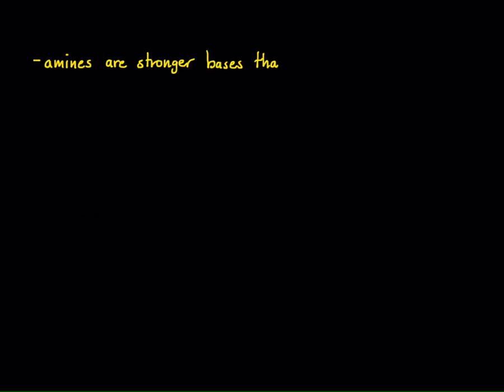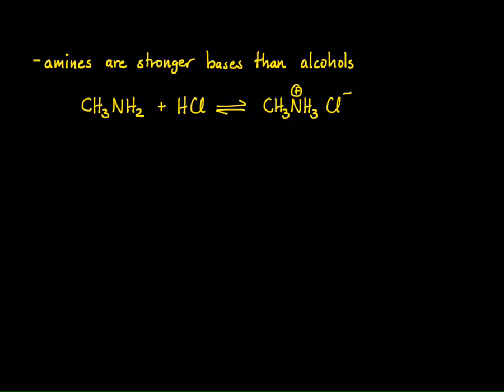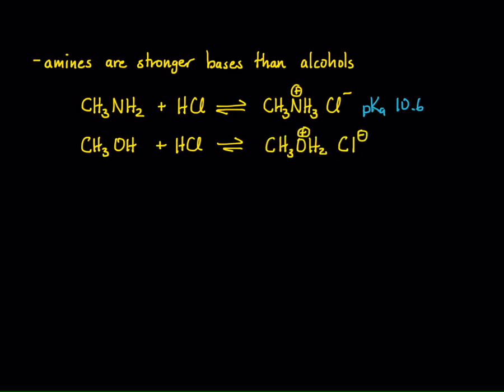Now, I said that alcohols and amines are both bases, and in general, amines are much stronger bases than alcohols are, right? And we can see that if we simply look at the reaction of methylamine with hydrochloric acid to produce methylammonium chloride. It has a pKa of 10.6. If I compare that to the reaction of methanol with hydrochloric acid to give methyloxonium chloride, the methyloxonium chloride has a very low pKa. It's a very strong acid, and therefore that equilibrium isn't going to be as favored as that of the methylamine, right? Remember, the higher the pKa of the conjugate acid, the more basic is our base. So amines are much more basic than alcohols.